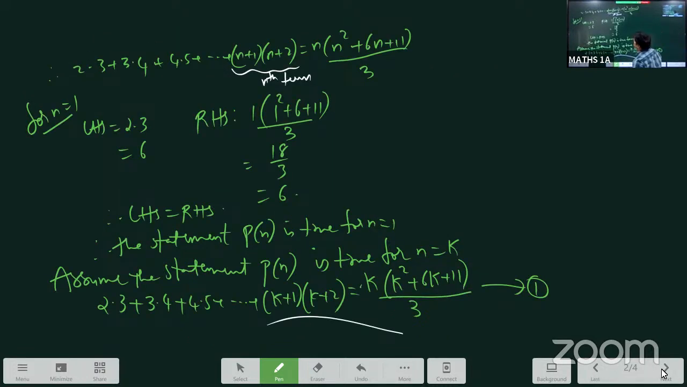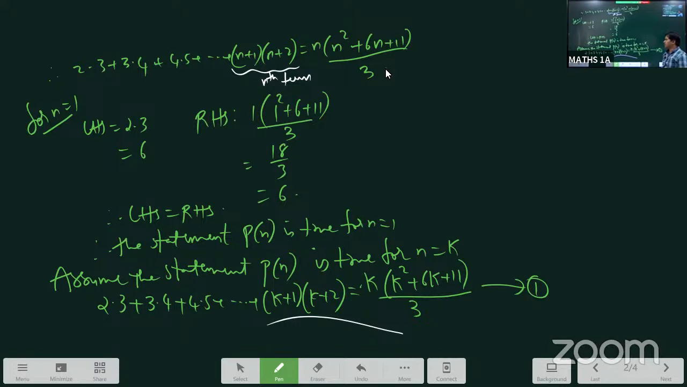Now I checked for n equal to 1. n equal to 1 means first term. 2 into 3, that is 6. And RHS, put n equal to 1. RHS means this. So when you put n equal to 1, I get 6 equal to 6. So the statement is true for n equal to 1.